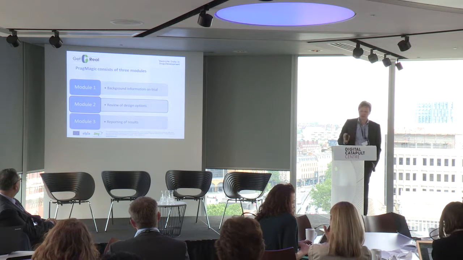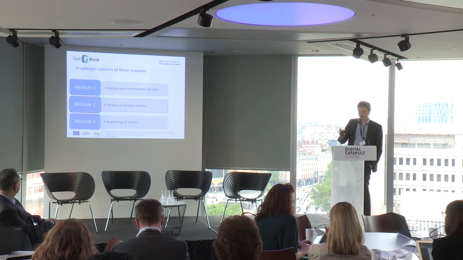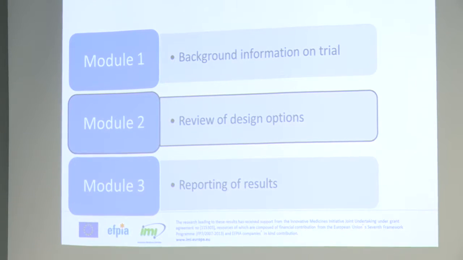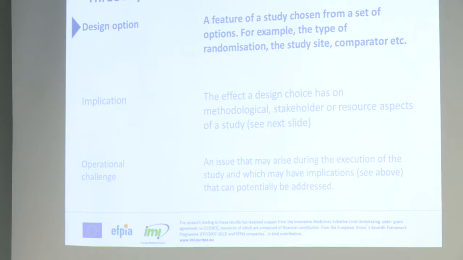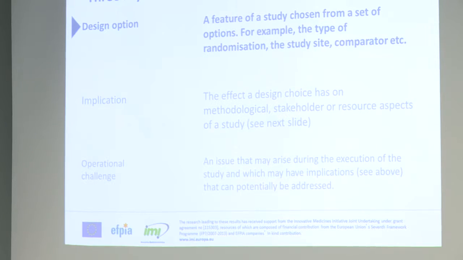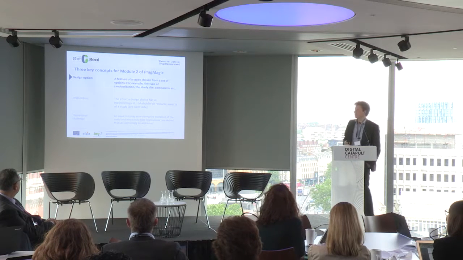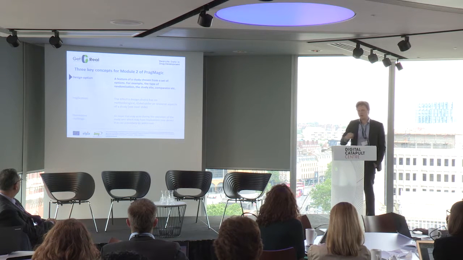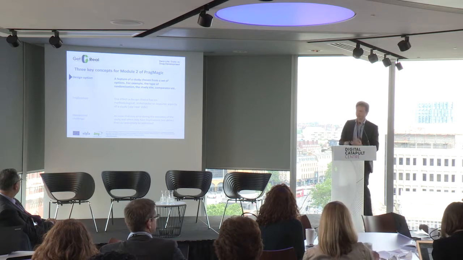The second part is, as I said, currently the engine of the tool, and this is where a lot of the concepts that Iris has already introduced come together. So there are three key concepts, and Iris already mentioned them. The first one is the design option. How we would like to define it here is a feature of a study chosen from a set of options. For example, what type of randomization, what type of study site, what is the comparator, what freedom do you allow the control arm to change therapy. So those kinds of things.